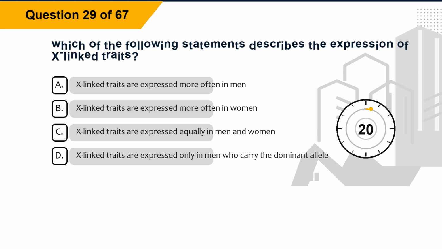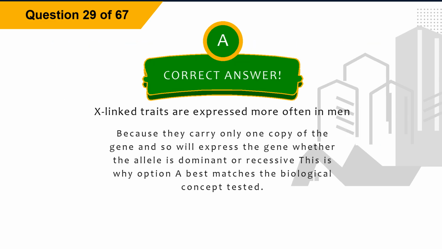Question 29. Which of the following statements describes the expression of X-linked traits? Option A, X-linked traits are expressed more often in men. Option B, X-linked traits are expressed more often in women. Option C, X-linked traits are expressed equally in men and women. Option D, X-linked traits are expressed only in men who carry the dominant allele. The correct answer is option A, X-linked traits are expressed more often in men.